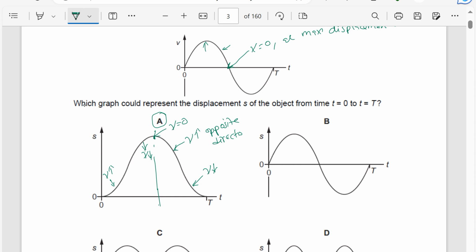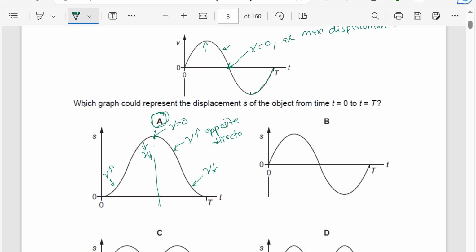So v increases to a certain value, then it decreases. Then at this point here, v is 0, almost halfway. Then v increases in the opposite direction. So from the graph of S against t, v is increasing. And then v is decreasing at this part here. So here the gradient is decreasing. So the answer is automatically A.